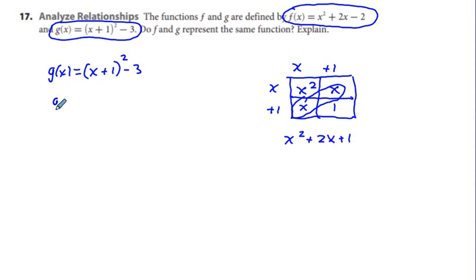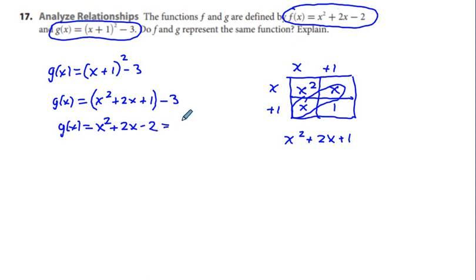So now in g of x we're going to replace quantity x plus 1 squared with x squared plus 2x plus 1. I'm going to parenthesize that just to indicate that it takes care of all that quantity x plus 1 squared. And on the outside we're going to subtract 3. And then removing the parentheses, we're going to end up with x squared plus 2x, and then we have 1 minus 3 or minus 2. And we notice that that is going to equal f of x.